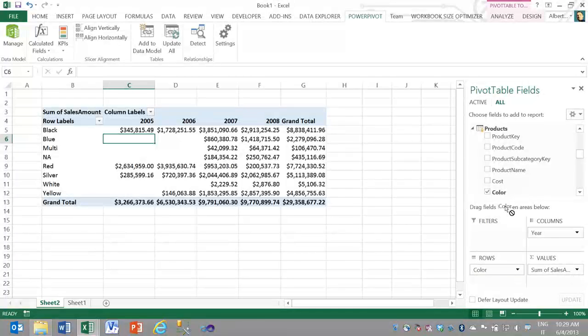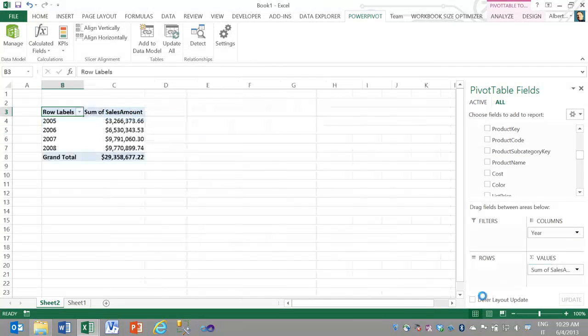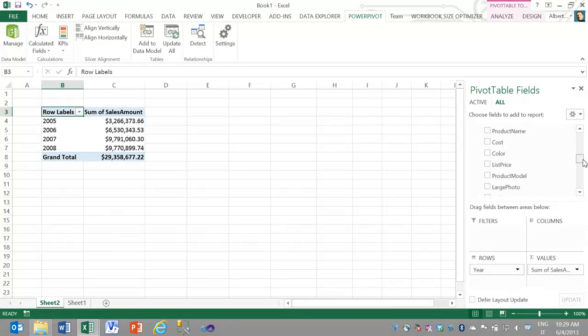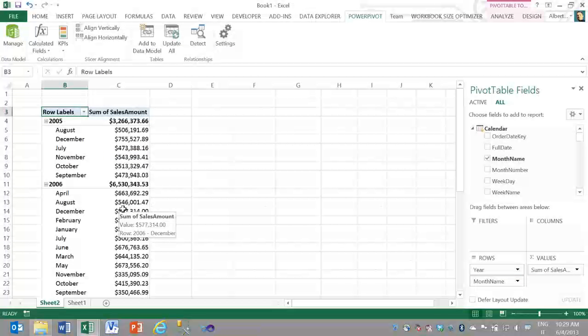We computed the sum of sales amount, then we can remove the column. For example, put the year here inside the calendar table. We have the month name, put the month name on rows, and you can appreciate the way Microsoft thinks a month should be sorted. Of course, August is before December, but December is not really before July and November and October.